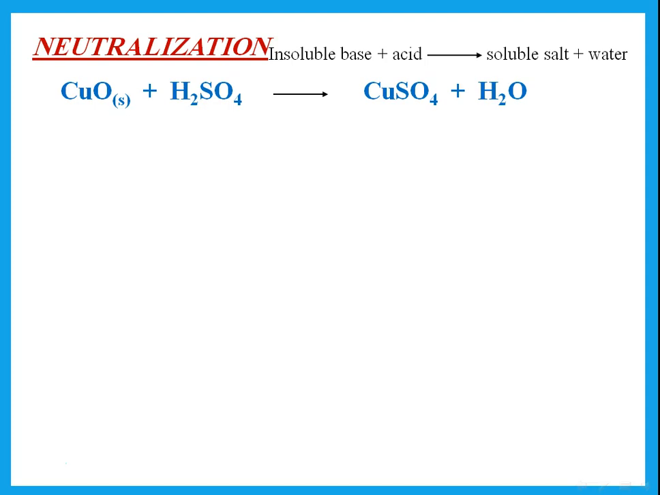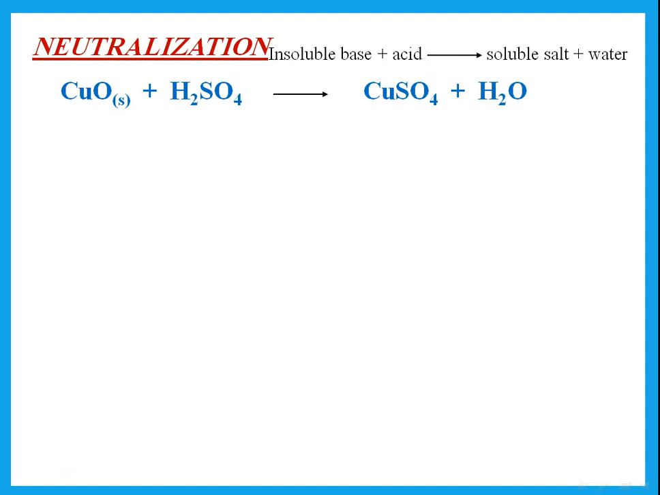I can make it from acid plus base. Now, which acid and which base should I use? I need copper sulfate, so I need sulfuric acid. If he was telling me to prepare copper chloride, then I can start with hydrochloric acid. If he's saying copper, I don't know, phosphate, then I will start with phosphoric acid. You understand the idea? So I'm trying to make copper sulfate, so I need sulfuric acid.